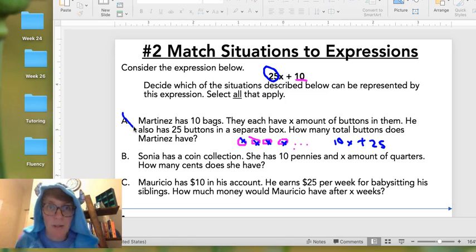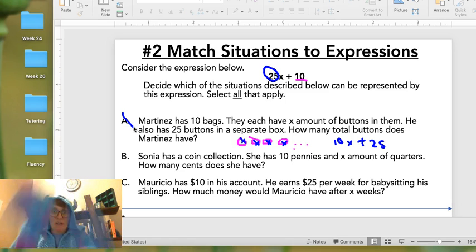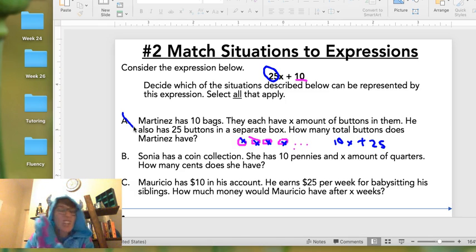Now let's check out the next one. It's going to be really hard for me to draw, so I'm sorry if it looks weird because I don't have fingers. Sonia has a coin collection. She has 10 pennies and X amount of quarters. How many cents does she have? Well, hopefully she has some sense to figure out all her cents.